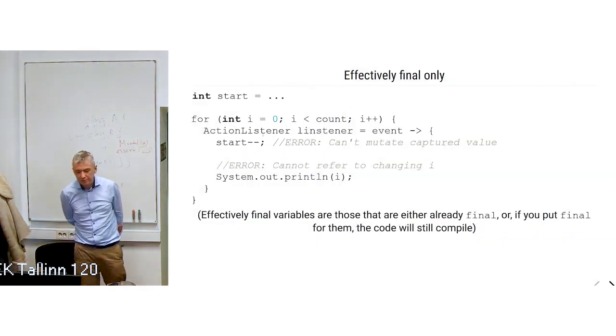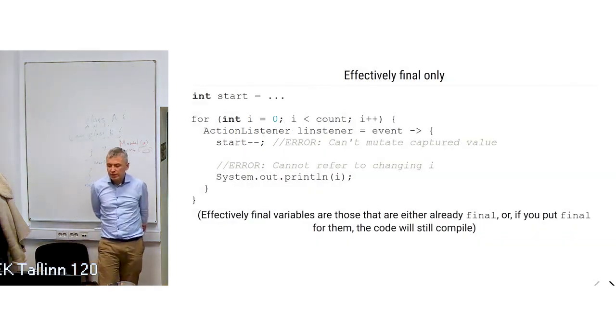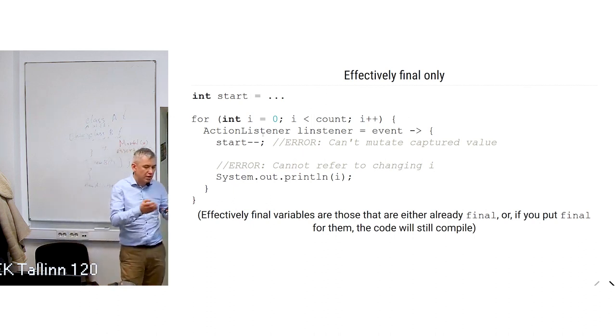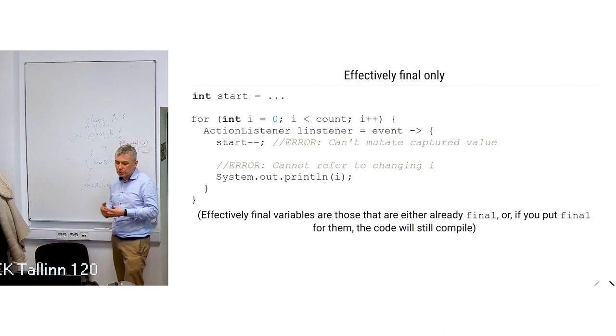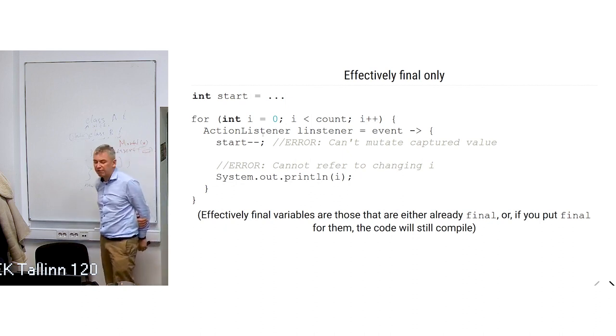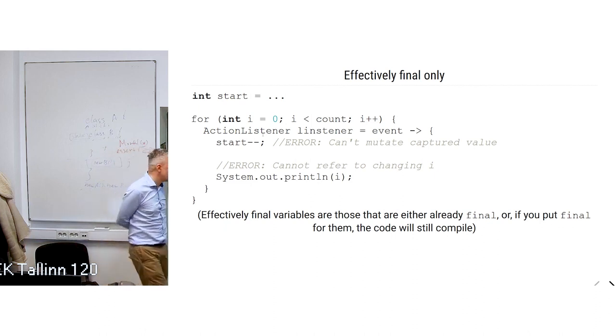So effectively final variables are those that are either already final, so you are just defining a final variable, assigning some value to it, and then you are not going to change it afterwards. Or if you put final for them, the code will still compile. This means after some point, when you assign this variable, you are not going to change it afterwards. The compiler is able to define effectively final so that it doesn't force us to write extra code.